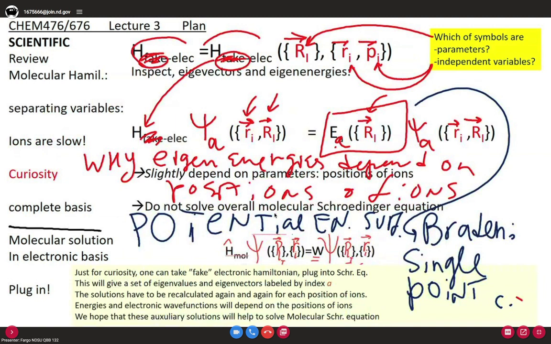R is the parameter and little r is the variable.